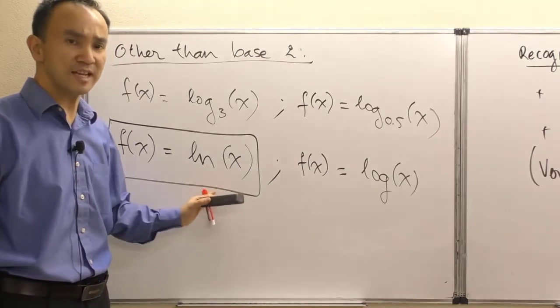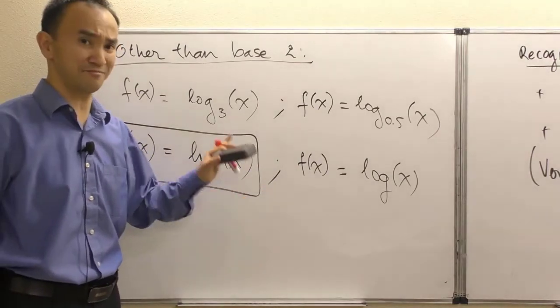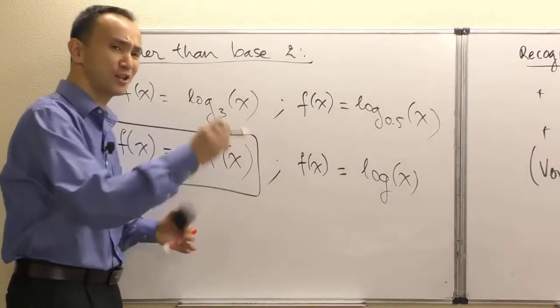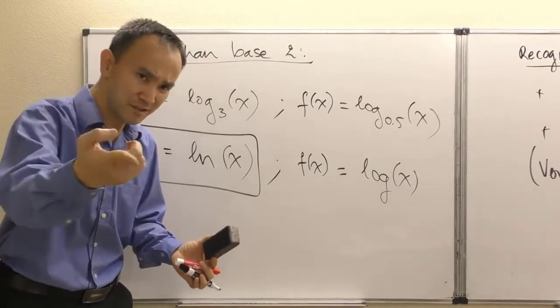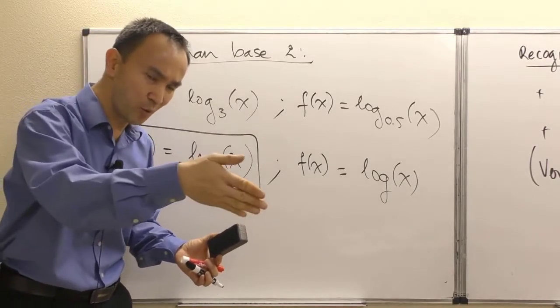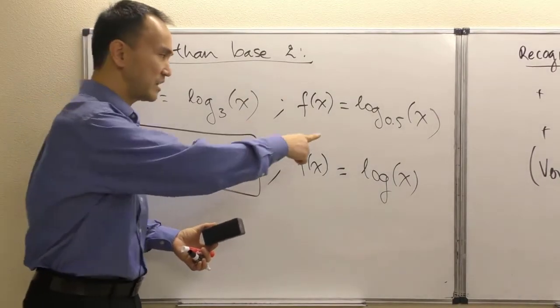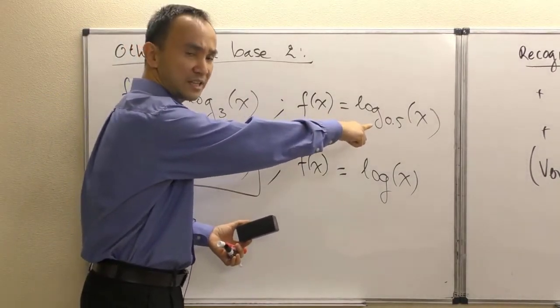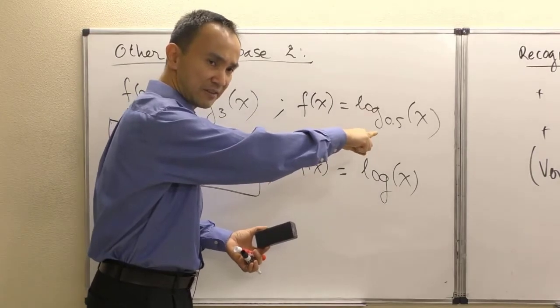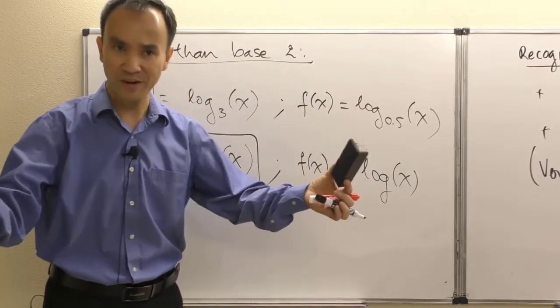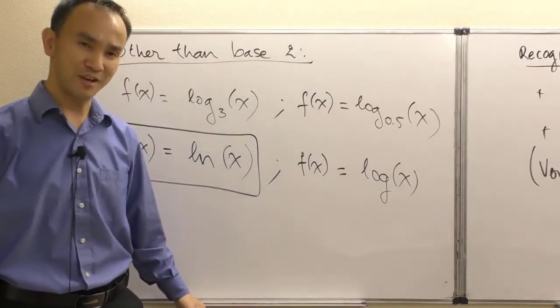And I'm not saying that these are all we have. There are a lot more, as long as we can come up with a number being a positive number and other than 1, that number can be a base. And then from there we can define a rule that taking log with respect to that given base of the inputs. And there we have a function.